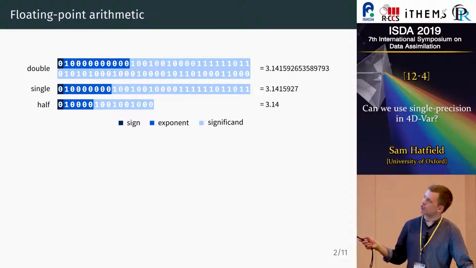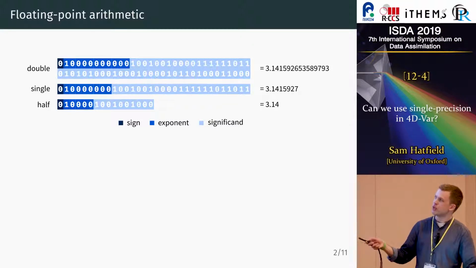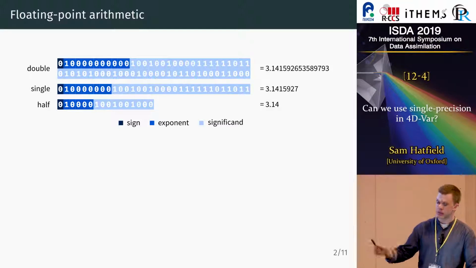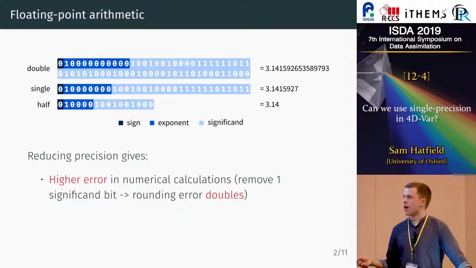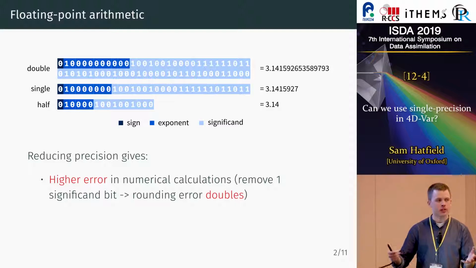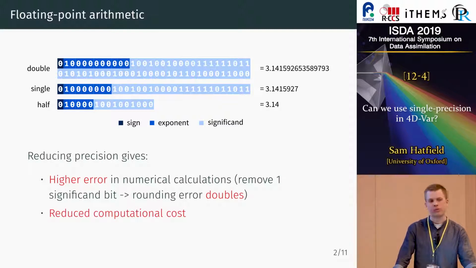So the number of digits of precision that we have is determined by how many bits there are in the so-called significand. This is the light blue bits here. So in this talk, when I say reducing precision, what I'm talking about is reducing the number of bits in the significand. I won't be mentioning anything about the exponent. So when we reduce precision, of course, we get a higher error in the numerical calculations, basic arithmetic operations. So for every significand bit that we remove, we double the rounding error. However, reduced precision arithmetic tends to be cheaper, especially for memory-bound applications like weather models. And this is the main motivation for looking at it in the first place.